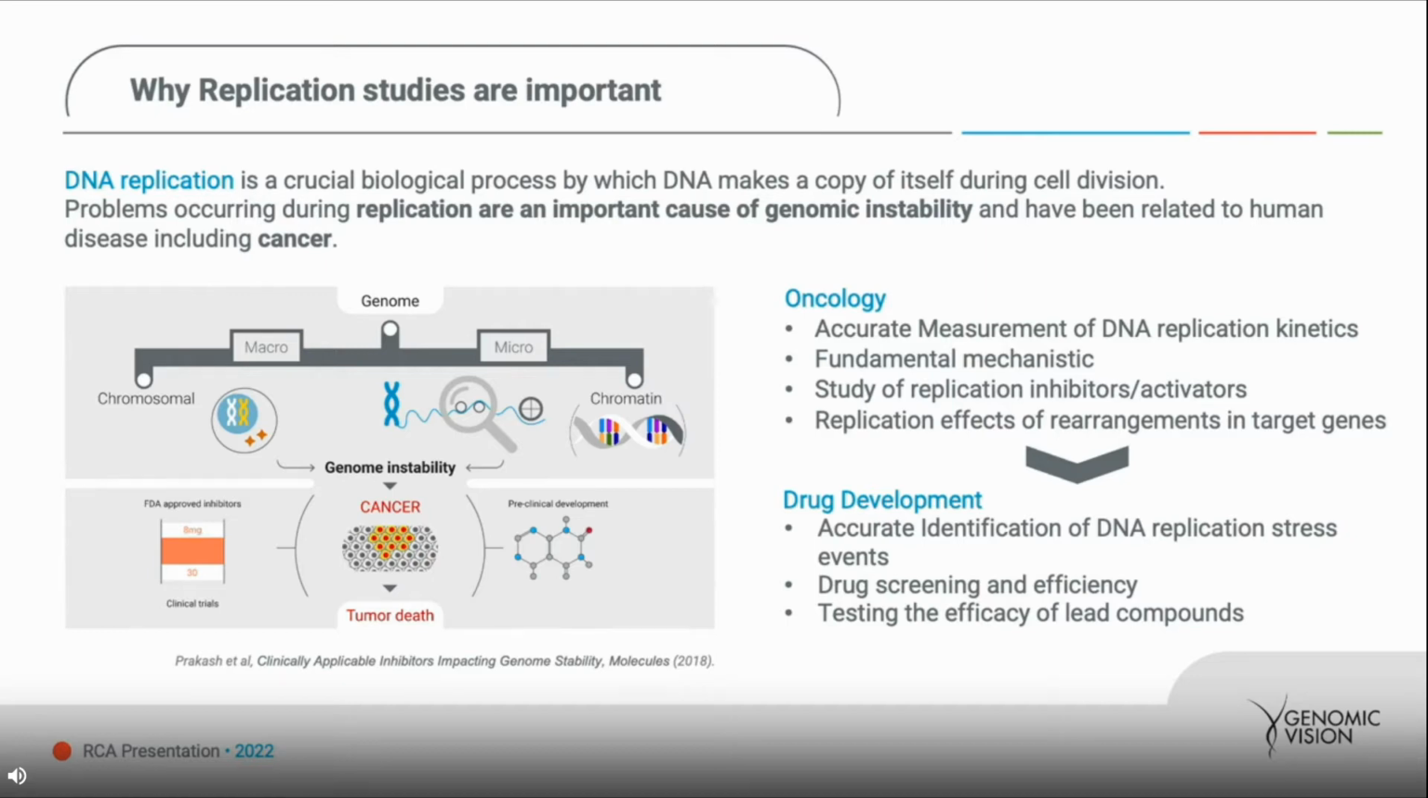So comparing the replication events in normal cells versus in cancer cells using our unique replication combing assay leads to drug development, as we can now identify accurately the DNA replication stress events. We can screen the different drugs and test their efficiency, identifying and quantifying the impact on the DNA replication and ultimately onto the genome stability.